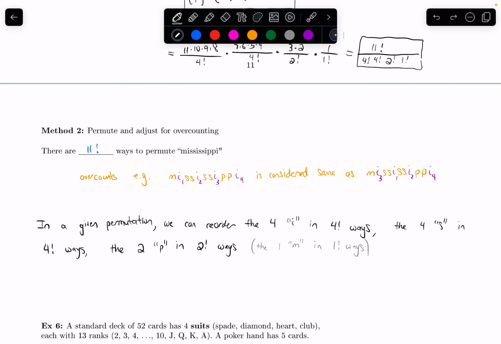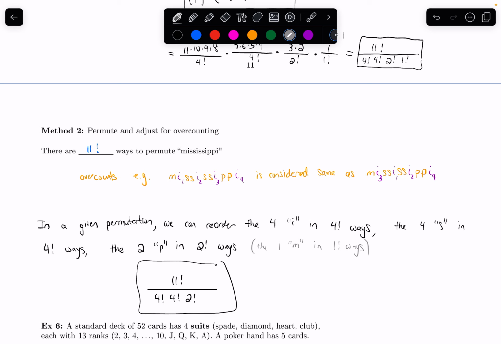Okay, so if I put this all together now, my final answer would be, well, I started off with this 11 factorial. But then I got to divide by these factors that we're overcounting by. So because I can reorder these I's in 4 factorial ways, we got to divide by 4 factorial. And then I can reorder the S's in 4 factorial ways, so I divide by 4 factorial there. And then for the P, I divide by 2 factorial. Okay, and that's my answer.